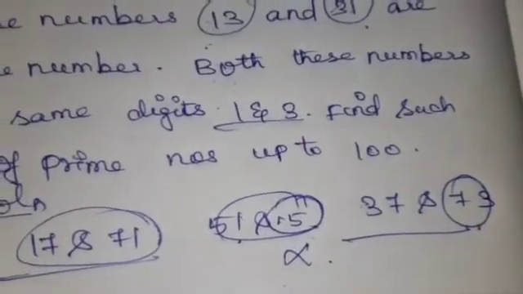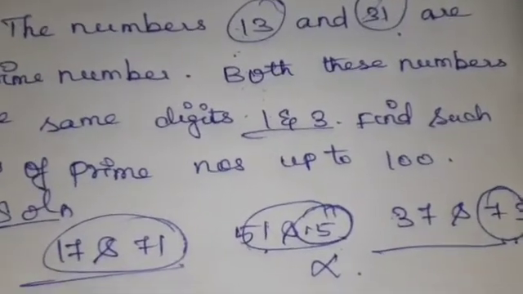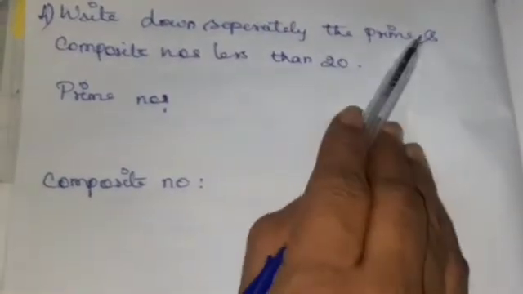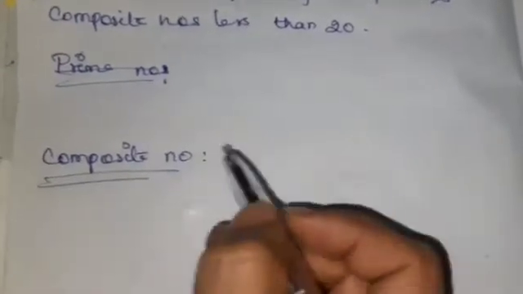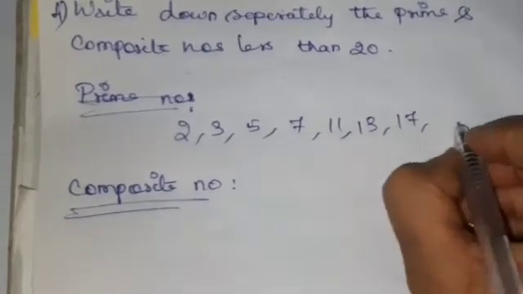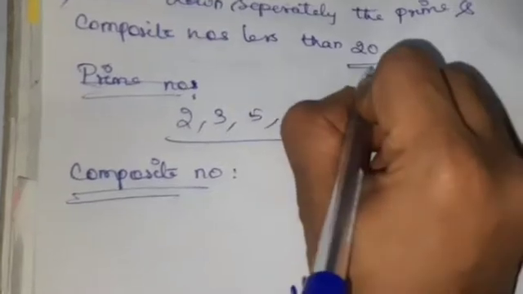You are going to find out the next pair of prime numbers which have the same digits. Fourth problem, write down separately the prime and composite numbers that are less than 20. So we are going to write the prime and composite numbers which are less than 20. 2, 3, 5, 7, 11, 13, 17 and 19. So these are the prime numbers which are less than 20.